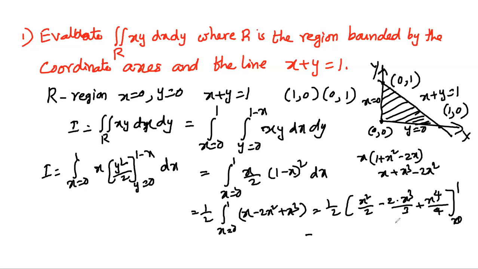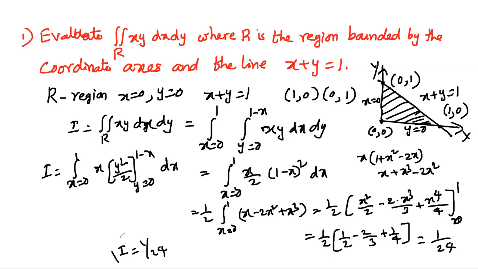So in that case, what will happen? Lower limit is obviously 0, so we only have to substitute the upper limit. Half into 1 by 2 minus 2 by 3 plus 1 by 4 if you substitute. Once we simplify, this will be 1 by 12. So finally 1 by 24 is the answer. So I is equal to 1 by 24, the integration over the entire region.